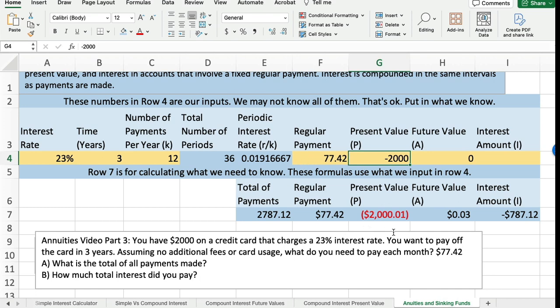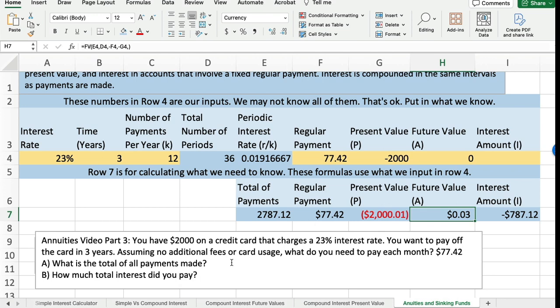Interesting. So that causes our present value calculation to be almost perfect. The present value calculation is 2000.01, so we're off by 1 penny, which is fine. And our future value is 0.03, so instead of a future value of 0, we're off by about 3 cents. That can be just a calculation error, so that's fine.